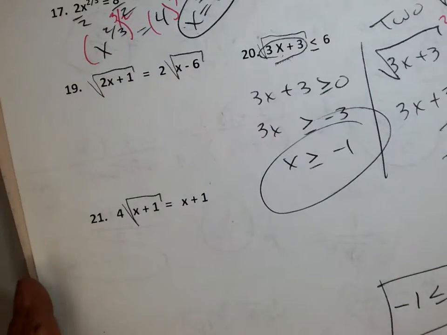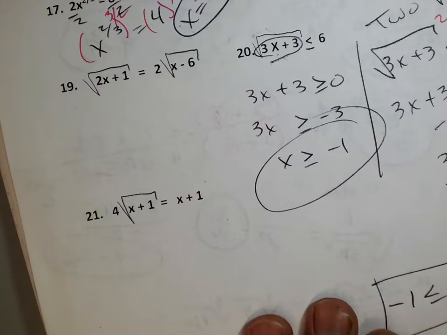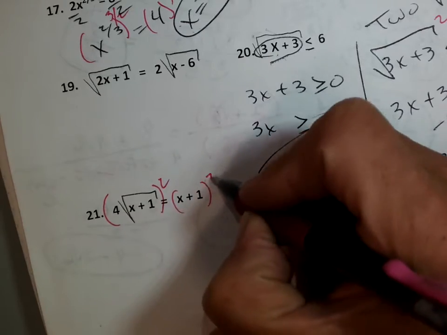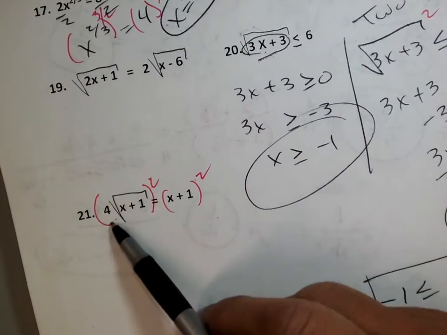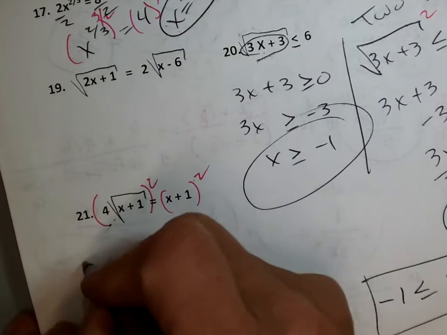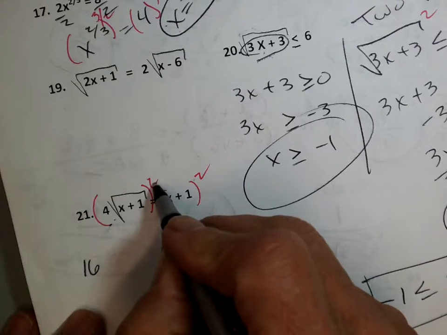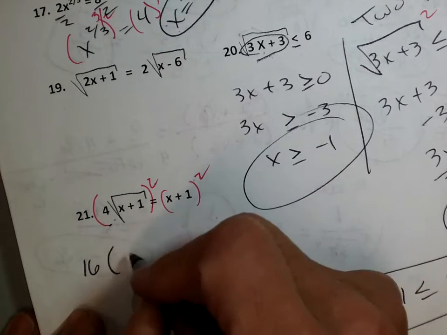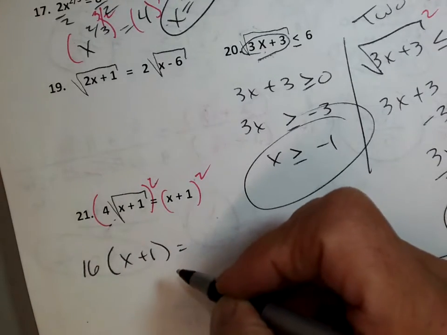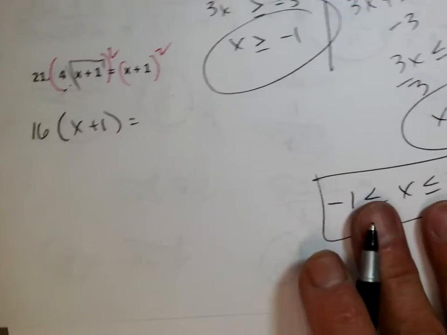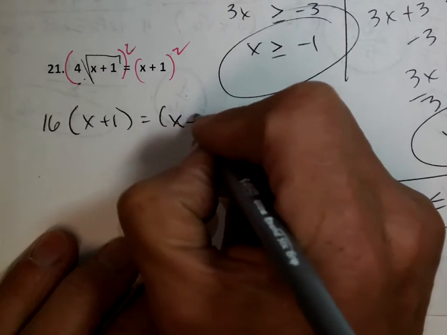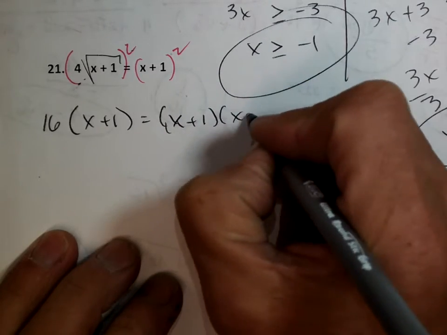All right. So the first thing I'm going to do is square both sides. I've got to be careful, though, because the 4 is also going to get squared. So I square the 4 and I get a 16. The square will cancel the square root. So I'll have an x plus 1. But on this side, anything squared means it's times itself. So I'm going to go, okay, x plus 1 times another x plus 1, okay?